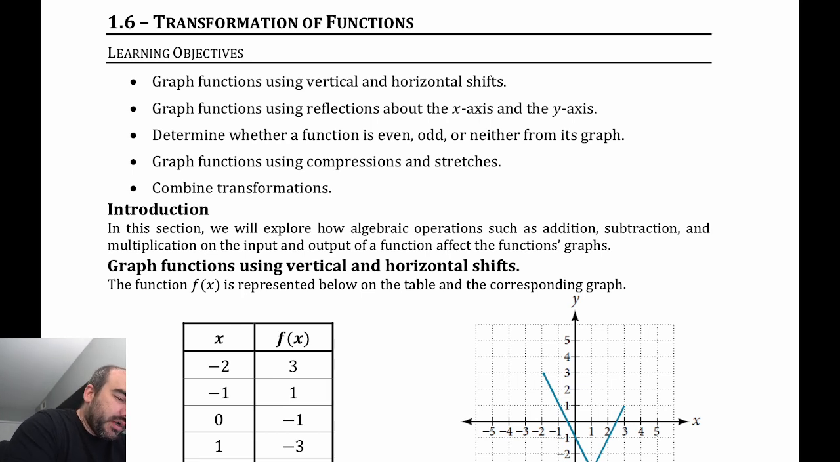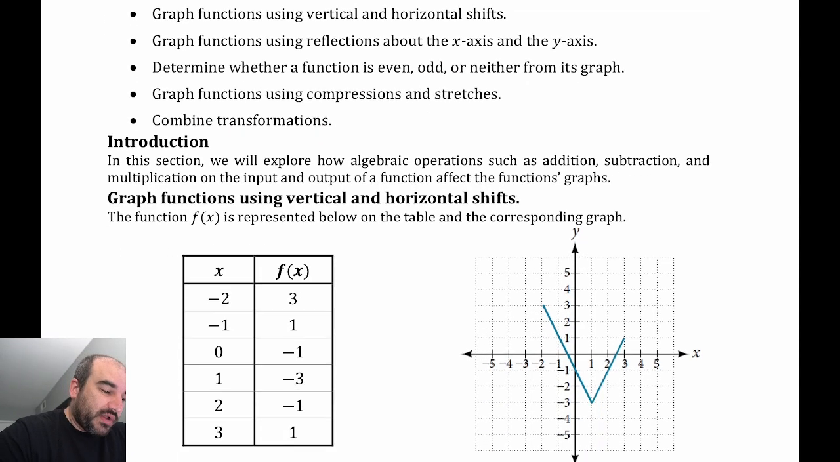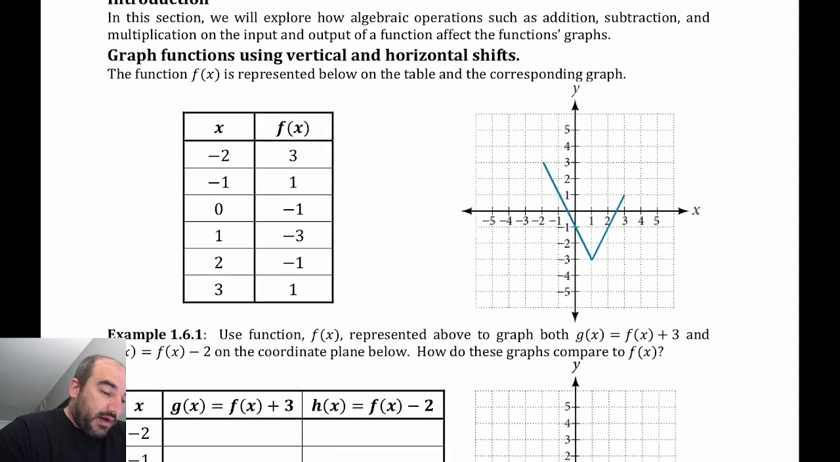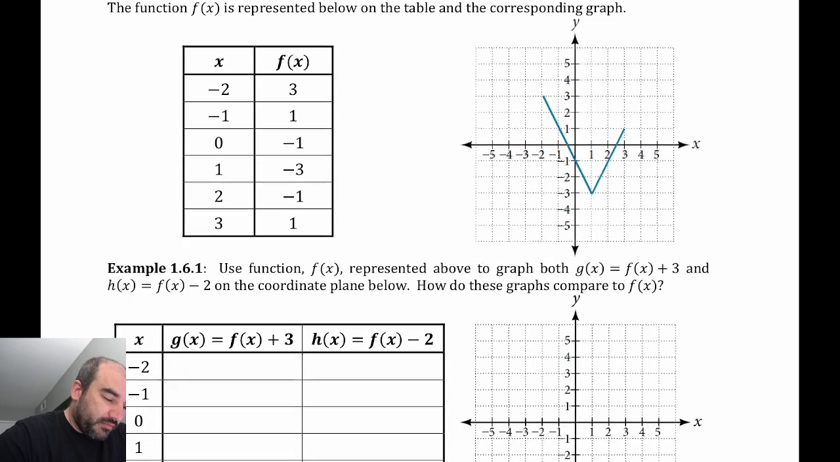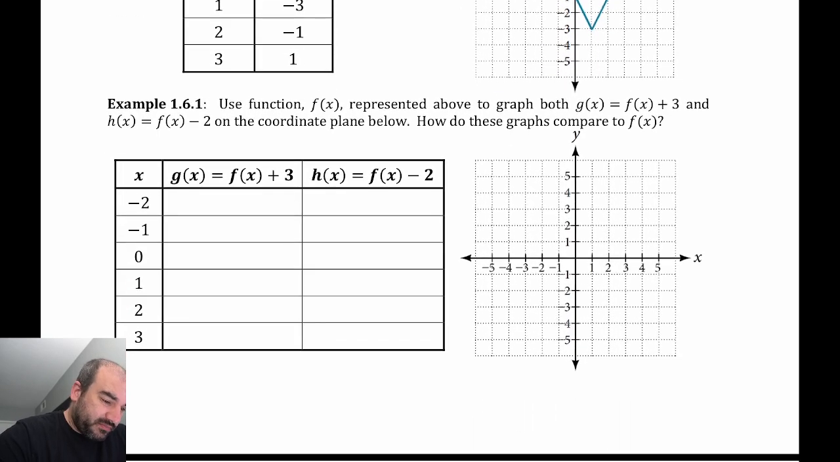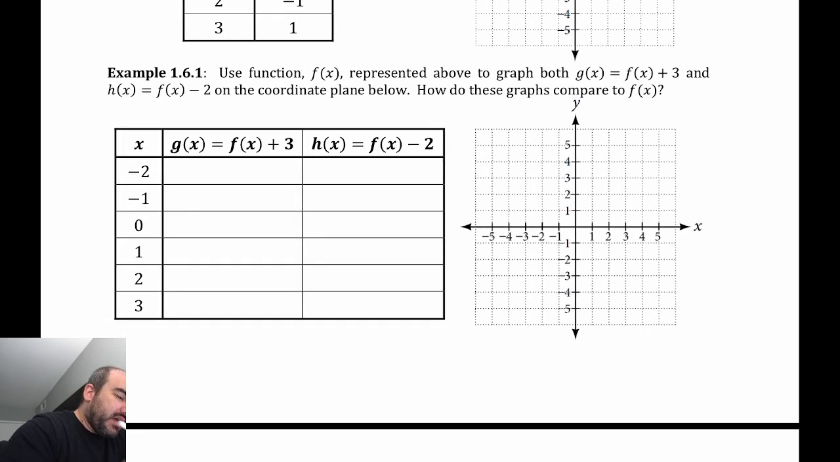In 1.6, we're going to learn how to graph functions using shifts, reflections with the XY axis, and then we're going to talk about even odd functions, and then we're going to look at compressions and stretches, and then we're going to combine all of those things together to graph functions using the horizontal shifts, vertical shifts, compressions, reflections, and all that. So you watched the lecture videos for these, hopefully. So I'm going to go straight to an example here. And I'm going to talk about some of the key identifying features of how to identify transformations.